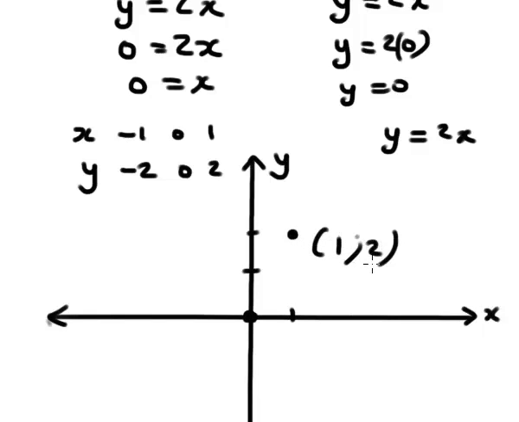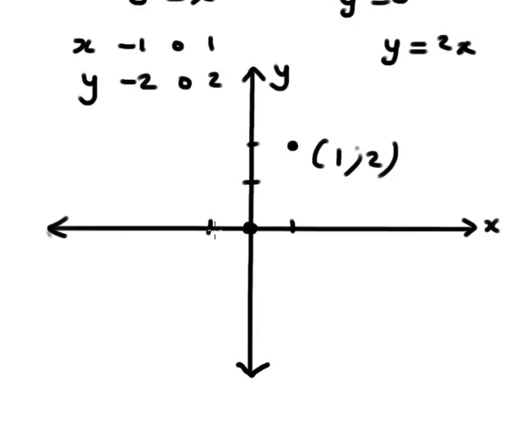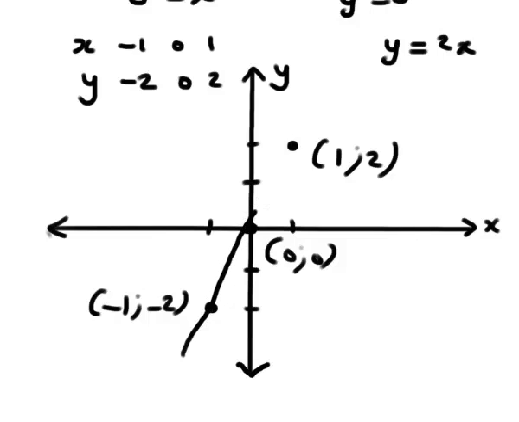That gives us a bit of structure. Otherwise, we wouldn't know where the line goes. And then x is negative 1, negative 2 is there. Alright, negative 1, negative 2, naught, naught, and you then simply draw the line in like that. And there we go, you've got your line.